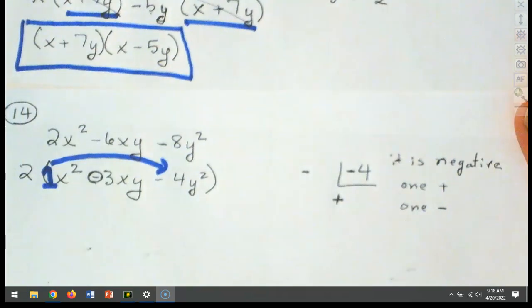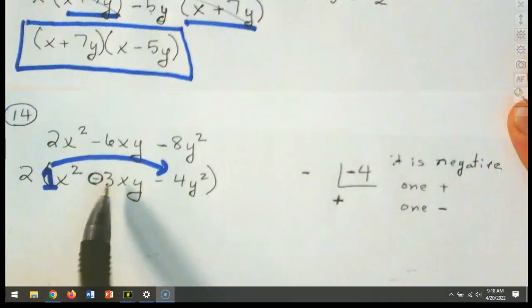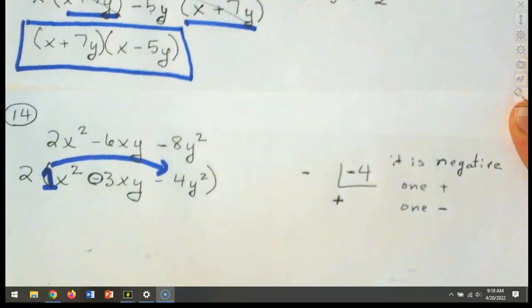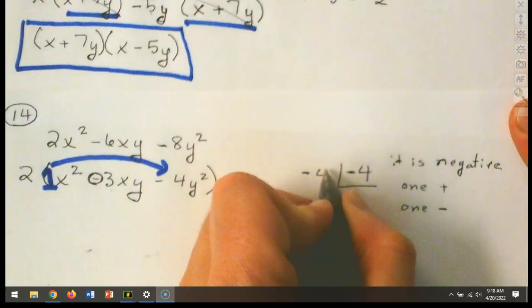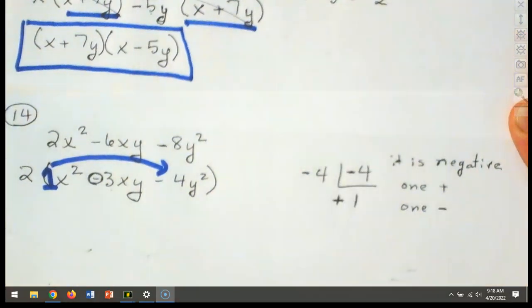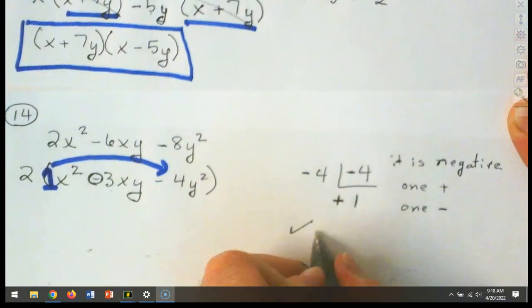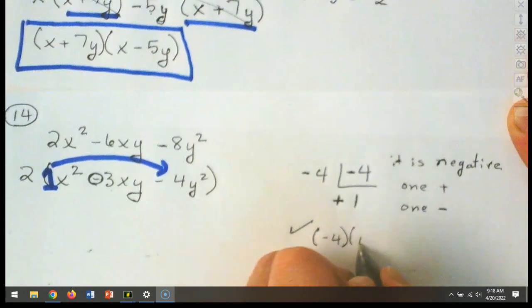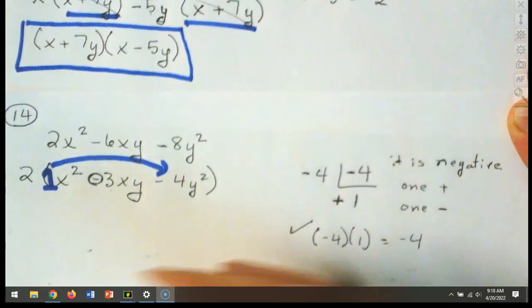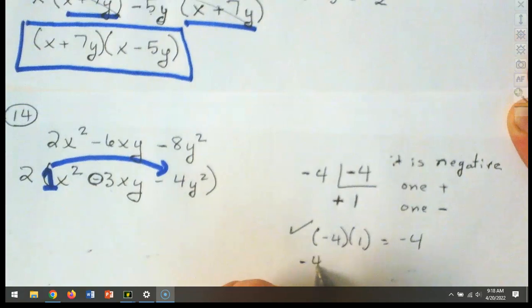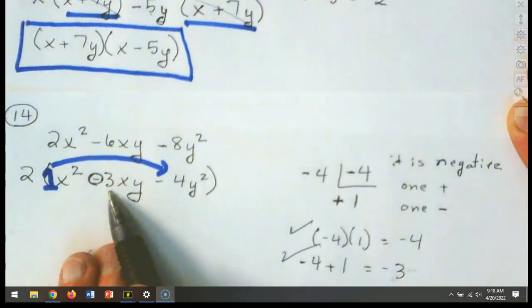Now, when I look at this, you should be able to see, okay, this is 4 and that's 3. These have a difference of only 1. So what are my 2 numbers? 4 and 1, right? So we want that minus 4. We want that positive 1. You can check because minus 4 times 1 is minus 4. And minus 4 plus 1 is a minus 3, which matches over here. You can always check that.